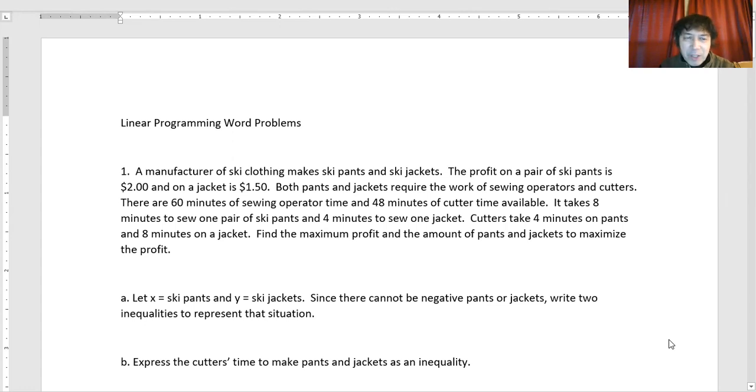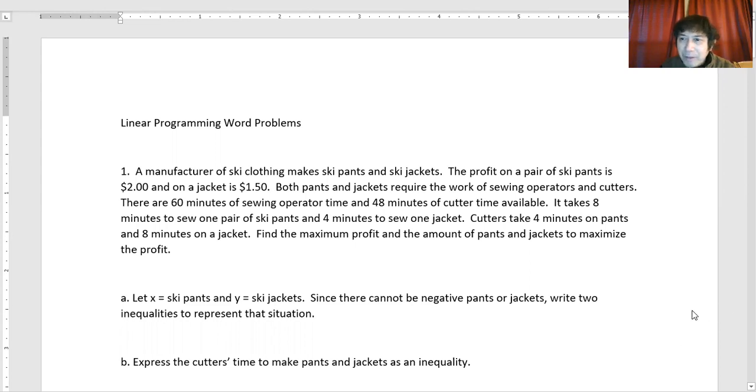There are 60 minutes of sewing operator time and 48 minutes of cutter time available. It takes 8 minutes to sew one pair of ski pants and 4 minutes to sew one jacket. Cutters take 4 minutes on pants and 8 minutes on a jacket. Find the maximum profit and the amount of pants and jackets to maximize the profit. So this will be the worded problem.